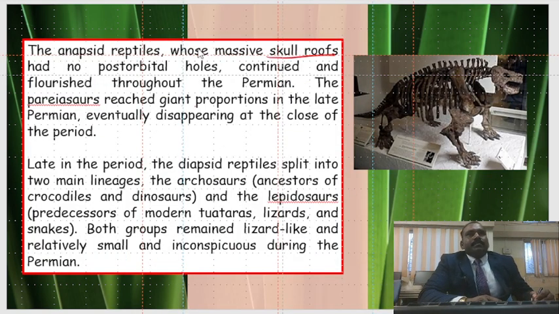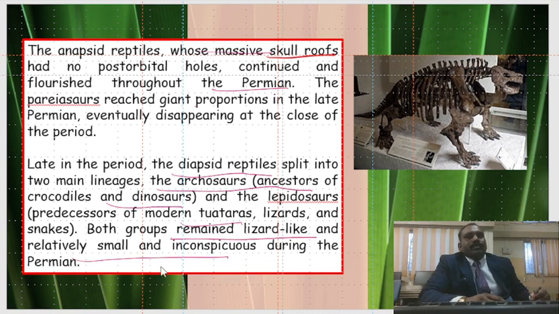The anapsid reptiles, whose massive skull roofs had no postorbital holes, continued and flourished throughout the Permian period. The late reptile diapsids split into two main lineages: the Archosaurs, the ancestors of the crocodiles and the dinosaurs, and the Lepidosaurs, the ancestors of the modern lizards and snakes. Both groups remained lizard-like and relatively small and inconspicuous during the Permian period.